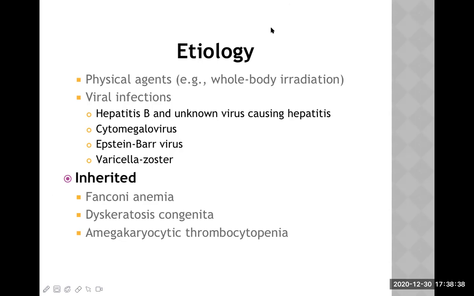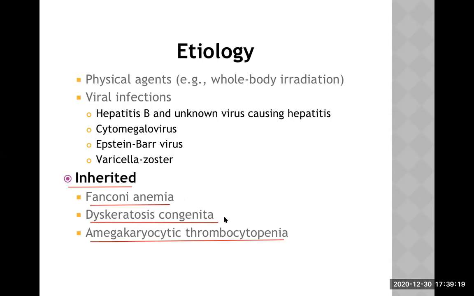Now, the second group is the inherited disorder. The important ones are Fanconi anemia, dyskeratosis congenita, and amegakaryocytic thrombocytopenia. Fanconi anemia is also known as congenital aplastic anemia. And in this condition, the child is usually affected. The child is quite short in stature or height. There are some other bony defects as well as black pigmentation on the skin. And when we check the bone marrow, there will be hypoplastic bone marrow, and peripheral smear shows pancytopenia. So this is about Fanconi anemia.